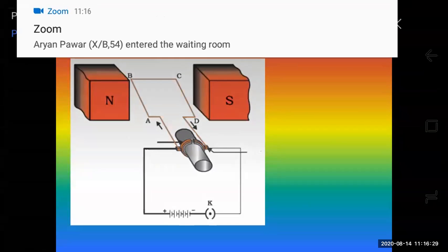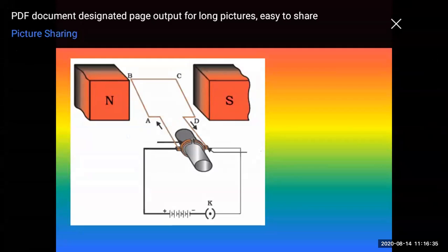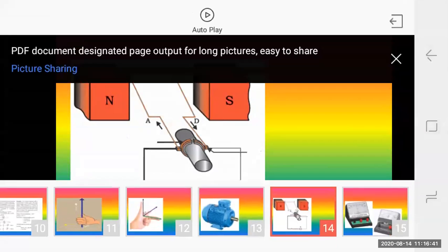After each half rotation, what happens? The current gets reversed and the loop and the axle continue to rotate in an anti-clockwise direction. So this is how the electric motor works. Correct?